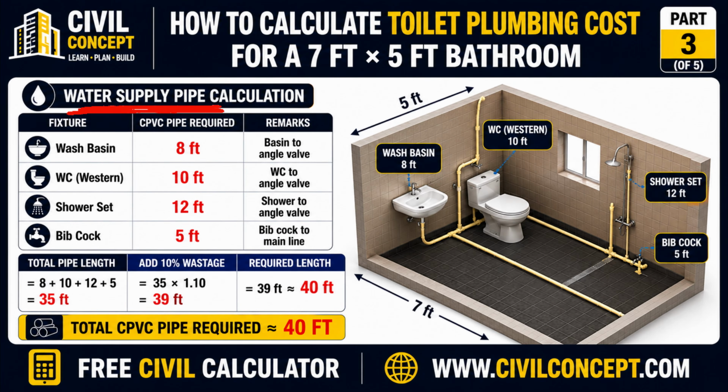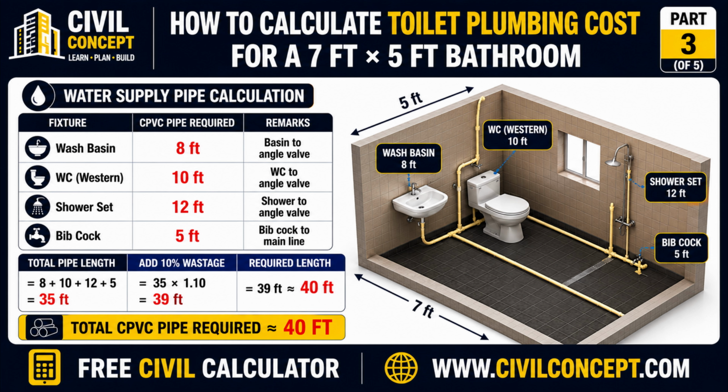Water supply pipe calculation. Now, let's calculate the CPVC water supply pipe requirement. For the wash basin, we need approximately 8 feet of CPVC pipe. For the western WC, we need 10 feet. For the shower set, we need 12 feet. And for the bib cock, we need approximately 5 feet. Now, let's calculate the total pipe length. Total pipe length equals 8 plus 10 plus 12 plus 5 equals 35 feet.